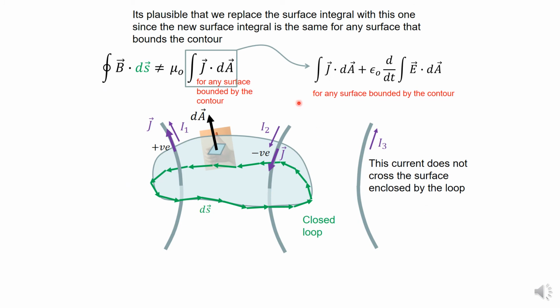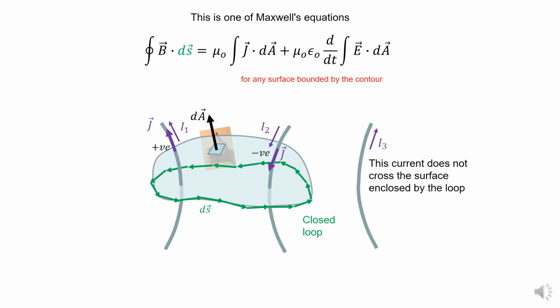So it's plausible that we can replace this surface integral, which we showed doesn't work for any surface, by this integral for any closed surface, because we showed just now that when you calculate these two terms through any surface bounded by the closed contour, it'll give the same answer. And so we can say it's plausible that we can write down now integration of B dot ds equal to this, not equal to that. That's exactly what we're going to do.